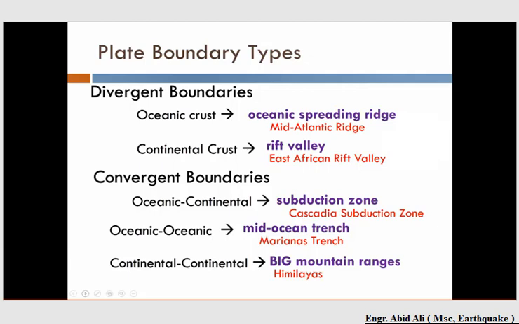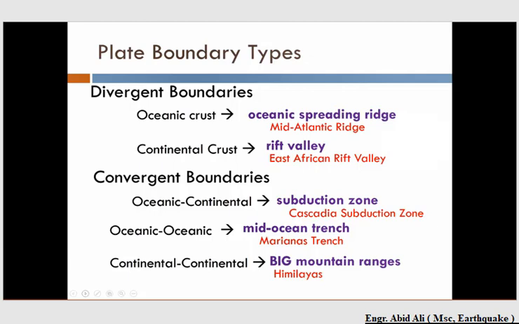So let's talk about the convergent boundaries. An example of a convergent boundary between oceanic and continental crust would be a subduction zone, maybe like the Cascadia subduction zone. What if you have a convergent boundary where oceanic and oceanic crust are converging? Then you get a mid-oceanic trench, like the Marianas Trench, the deepest trench in the world.